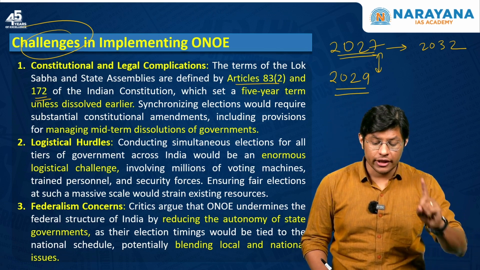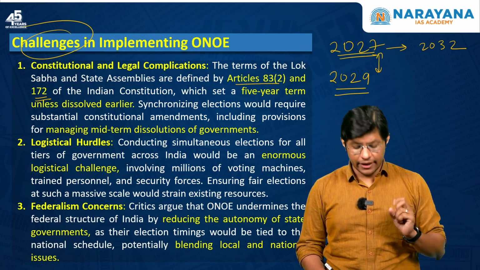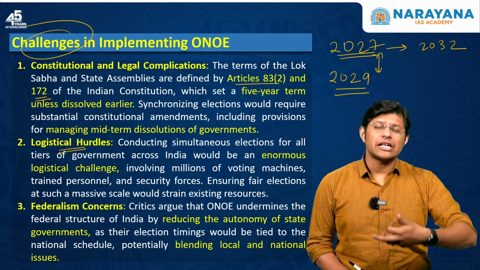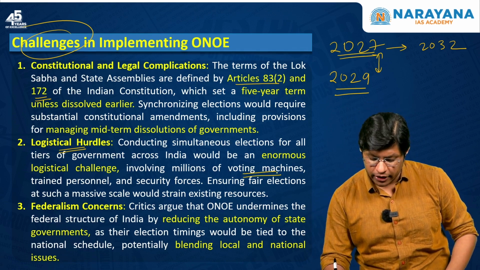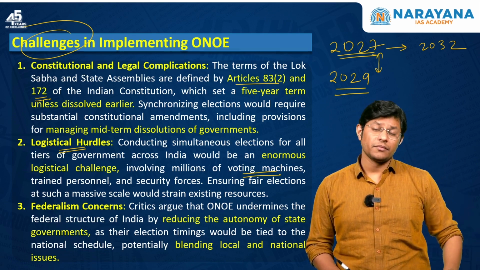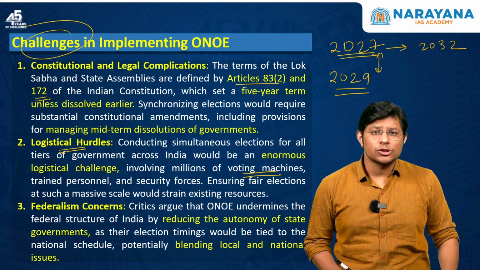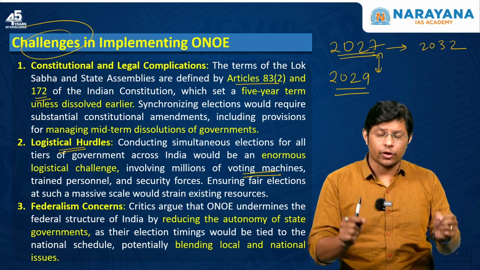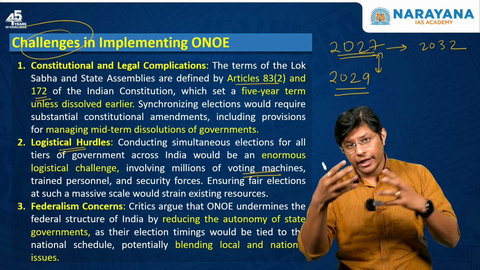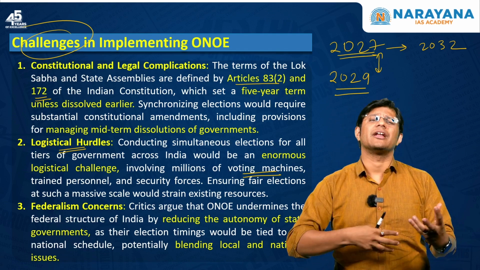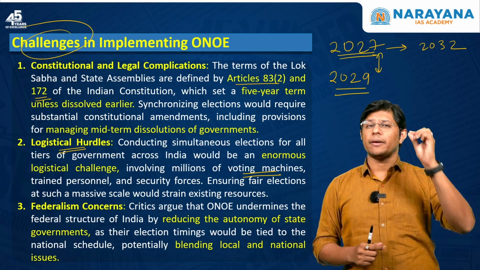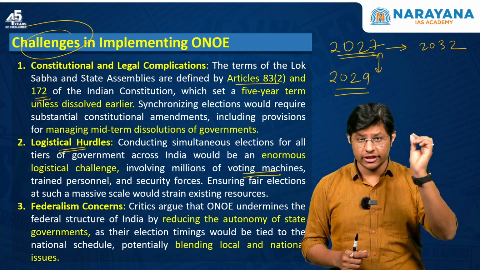Now, this is actually violating the constitutional provision, right? Second is logistical hurdles. Now, to conduct election, we need thousands and lakhs of EVMs, electronic voting machines. Then we need state police, the security personnel, logistics. Logistics is going to be a very important challenge when we decide to implement simultaneous elections. Why? Because we need lakhs and thousands of security personnel, EVMs, right? And this is going to be a big challenge before the Election Commission of India.